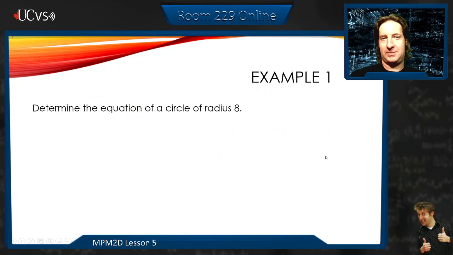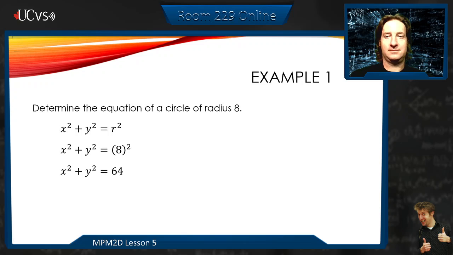So let's do a couple examples. Let's say we have a circle with a radius of 8. What's the equation going to be? That's pretty straightforward. You take our general equation, x squared plus y squared equals r squared, and replace r with 8. And then we square that, and we're done. X squared plus y squared is 64.